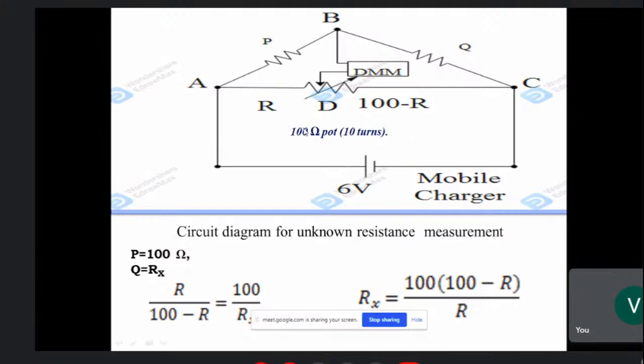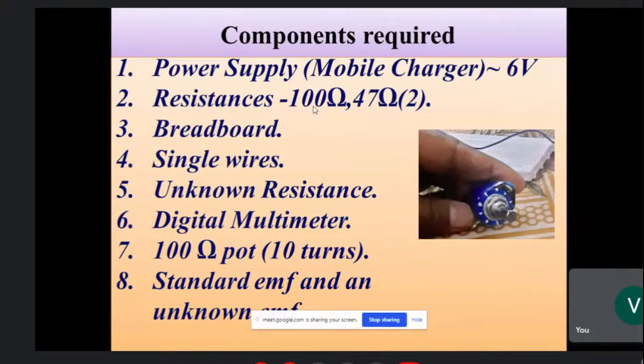Before going to the action of this 100 ohm 10-turn pot, we should calibrate it. How can we calibrate this 100 ohm pot? This pot has 10 turns, and when it is at the minimum position, the floating point is at 0. That means one end and the floating point are the same. This is the minimum position. We can put a mark there.